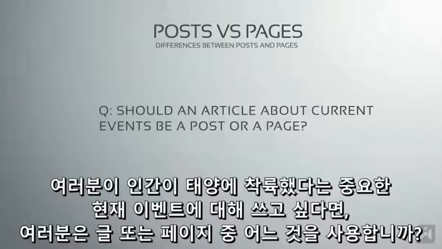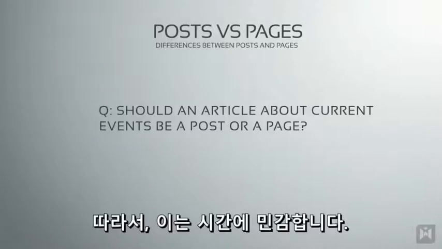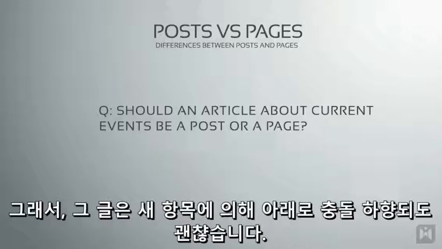If you want to write about a major current event, say humans have landed on the sun, would you use a post or a page? Because you're writing about a current event, it counts as news, therefore it's time sensitive. 2 weeks from the time of writing, humans landing on the sun won't be breaking news anymore, so it's okay if the post gets bumped down by newer entries.